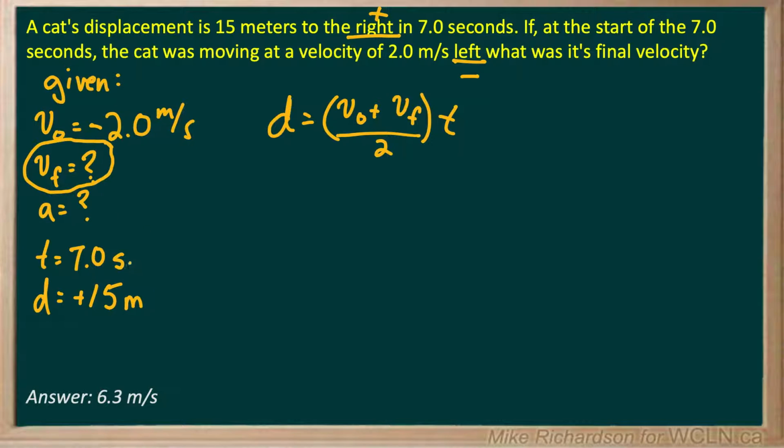Now check your variables, make sure all the units agree. So we've got meters per second and seconds and meters, we're all good. We don't have to change any of them. Don't have to do any conversions.